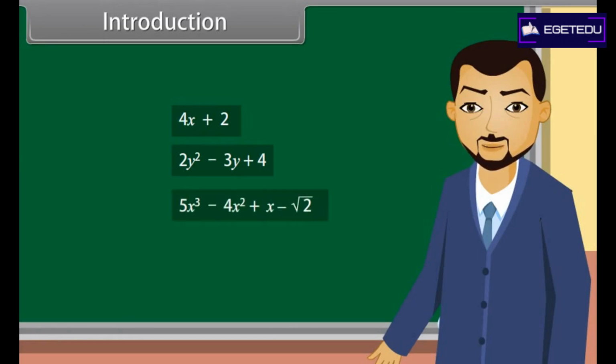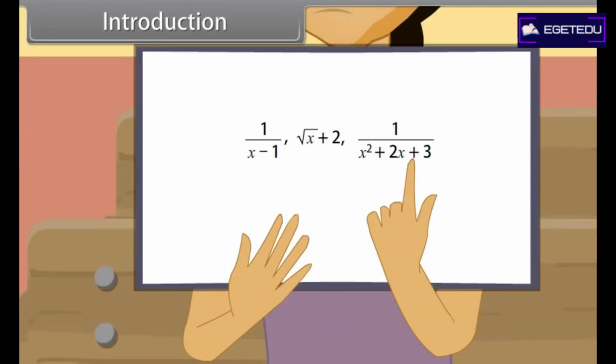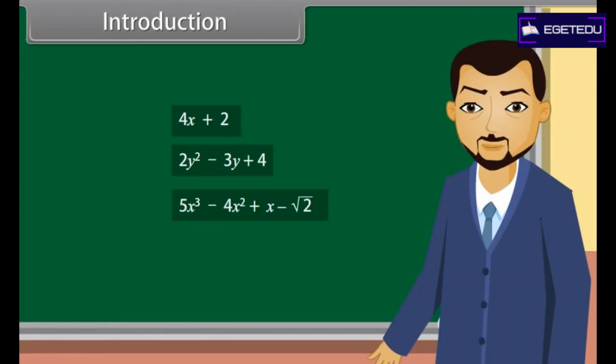And 5x³ − 4x² + x − √2 is a polynomial in the variable x of degree 3. Teacher, is this expression a polynomial? No, none of these expressions is a polynomial. Today we will learn about polynomials in detail.